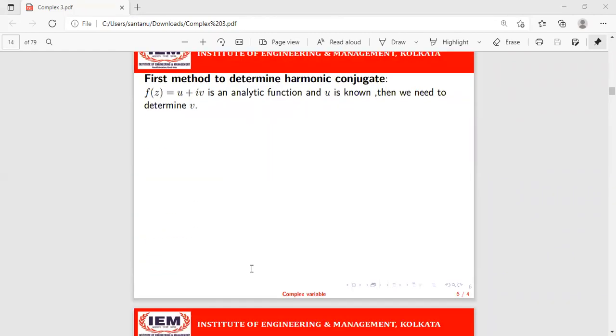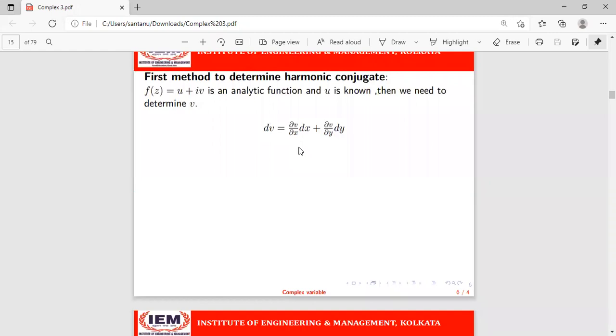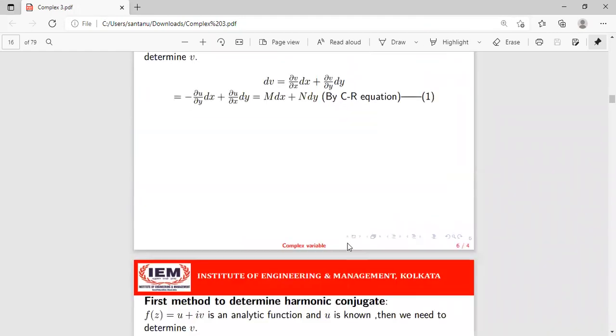So the first method to determine the harmonic conjugate. There are three methods I have told earlier, so we'll be discussing each and every method consecutively. First here, if f(z) equals u plus iv, we know that the function f(z) will be an analytic function. From that we need to identify v, where we know u. I think if I write it down separately, it will be easier for you to understand.